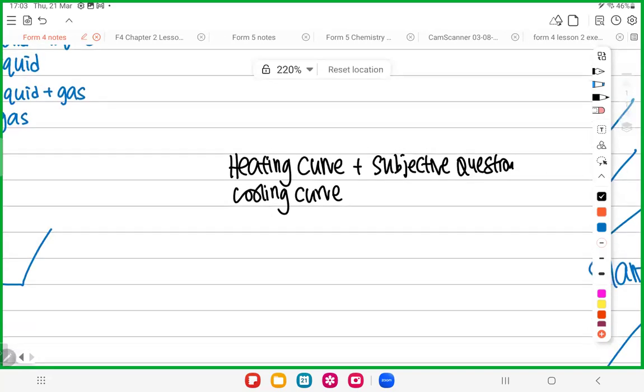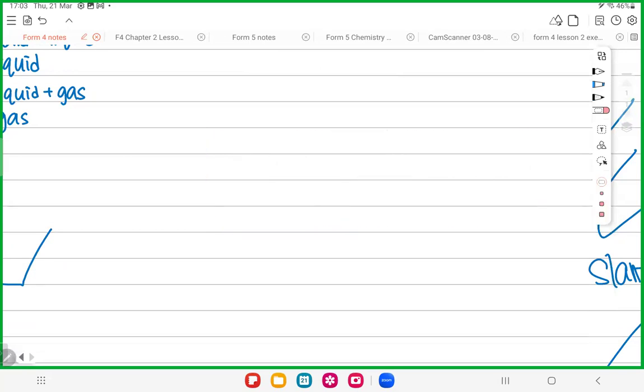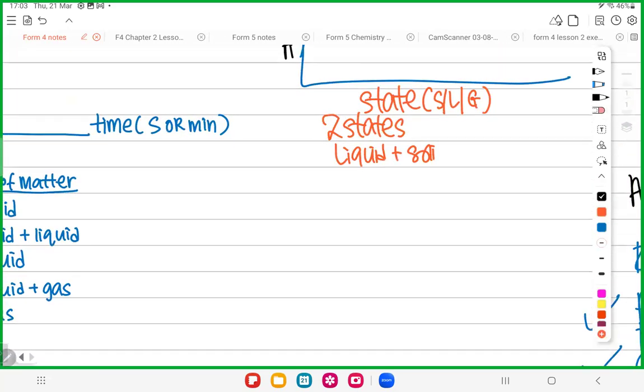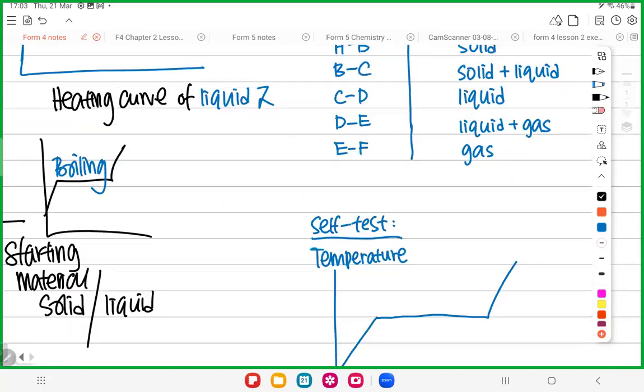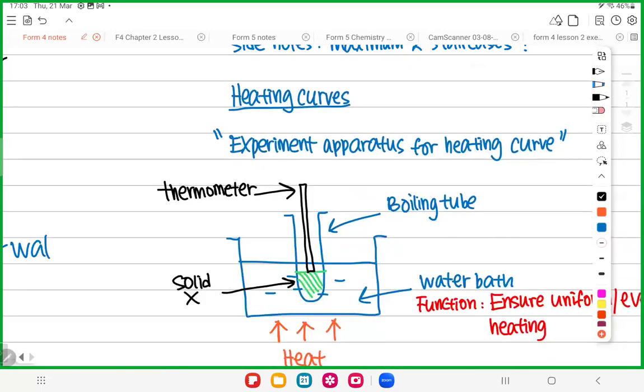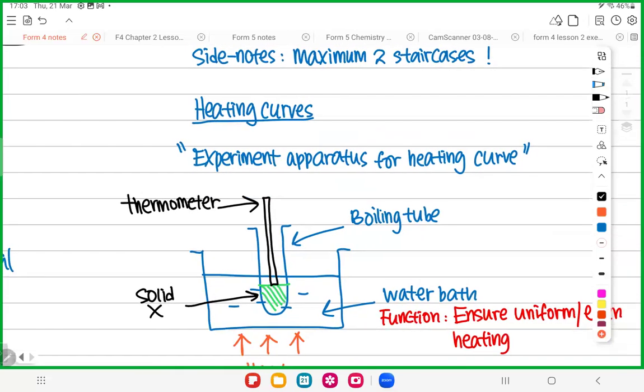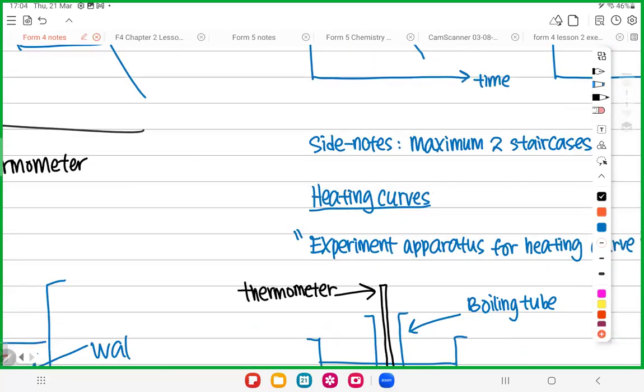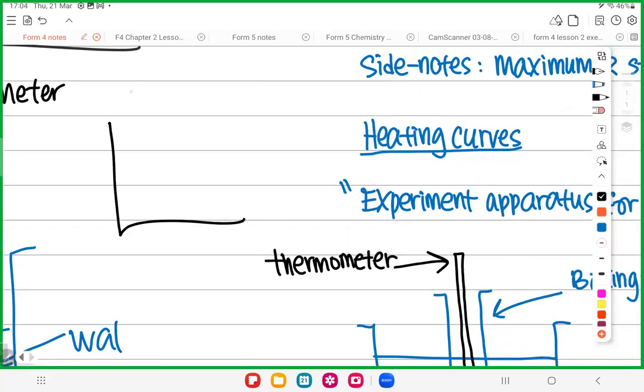All right, so let's take a quick 5 to 10 minutes to revise what we covered in the past lesson. In the past lesson, we learned about the heating curve as well as the cooling curve. The heating curve and cooling curve are graphs of temperature versus time.